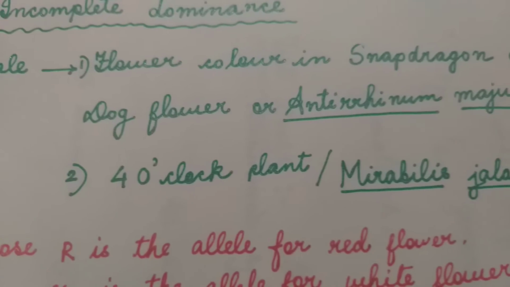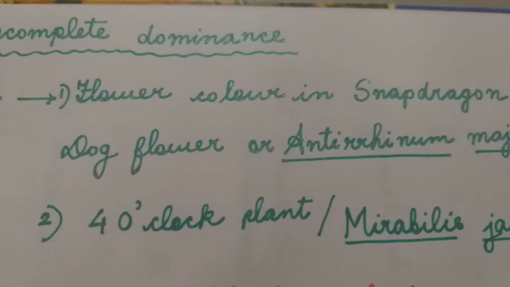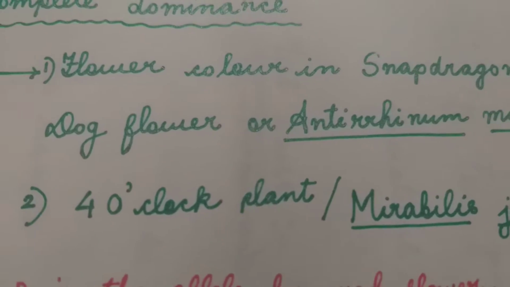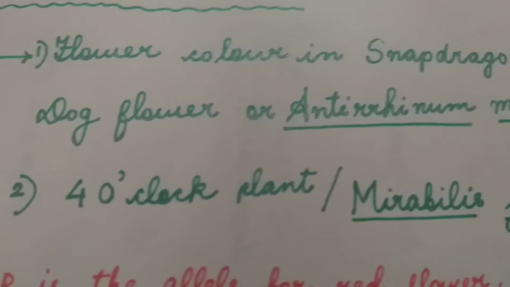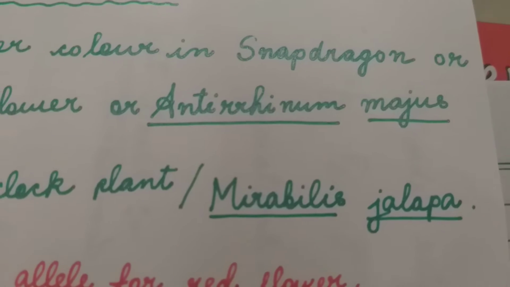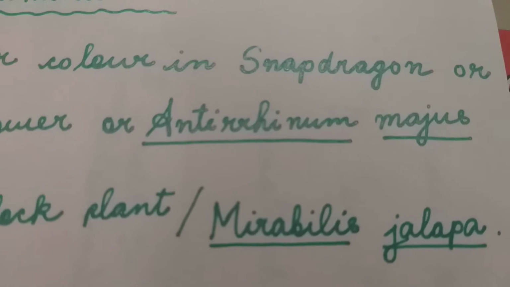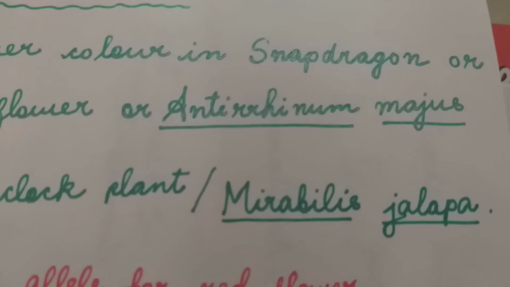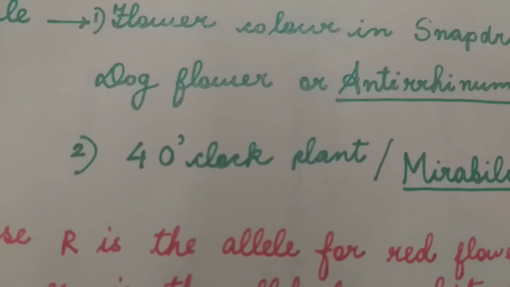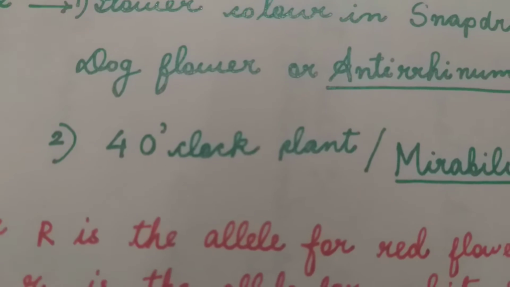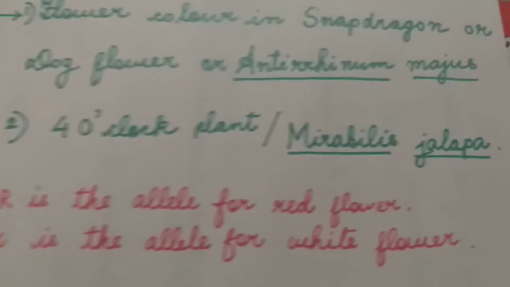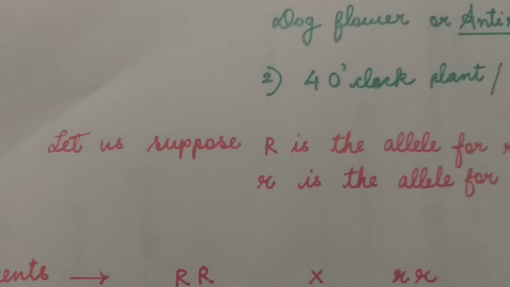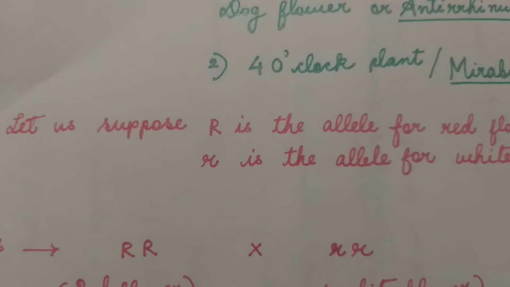For example, incomplete dominance is exhibited by flower color in snapdragon plant or dog flower or Antirrhinum majus. The scientific name of snapdragon is Antirrhinum majus. Incomplete dominance is also shown by 4 o'clock plant, scientific name Mirabilis jalapa. Now let us make a cross with the help of which you will understand what is incomplete dominance.